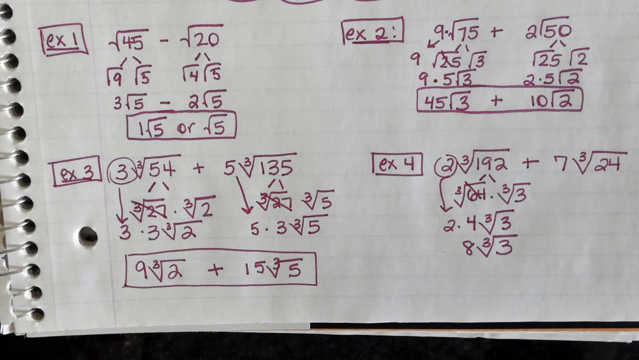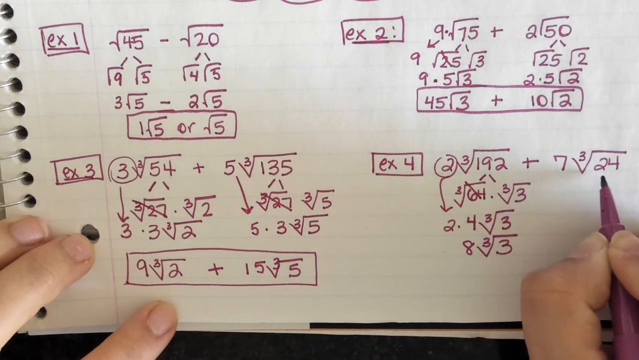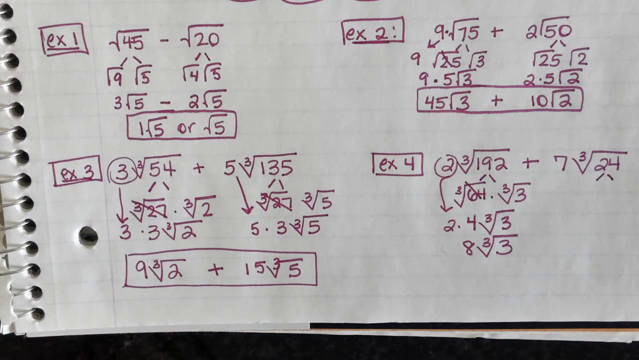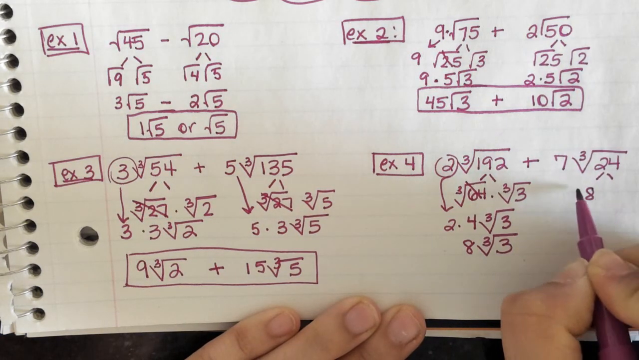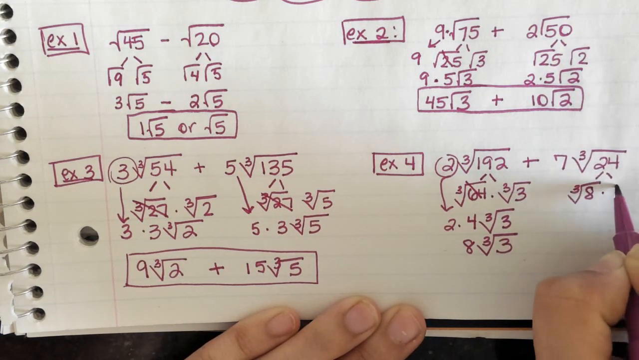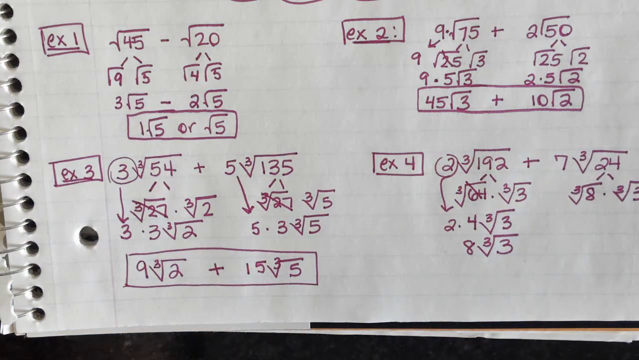And now we're going to do the same thing with this 24 here. And I want you to tell me again, what is the biggest perfect cube that goes into 24? Get your powers table out, get your calculator out, start doing guess and check, and tell me what goes into 24 that is a perfect cube. If you did it correctly, your answer should have been 8. Because 8 is a perfect cube, and 8 times 3 is 24.